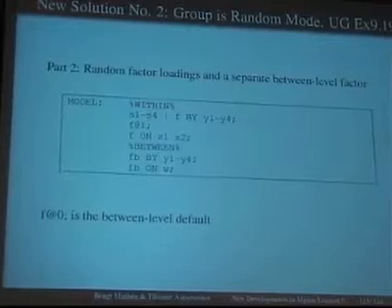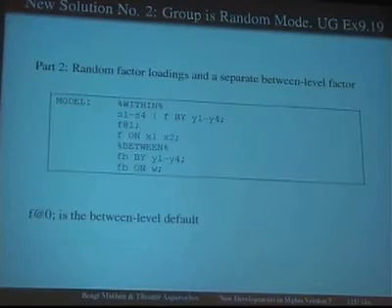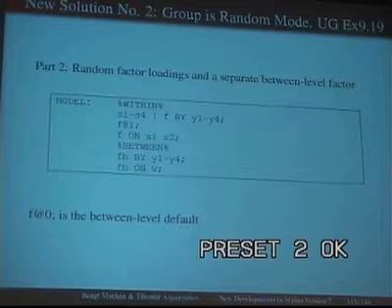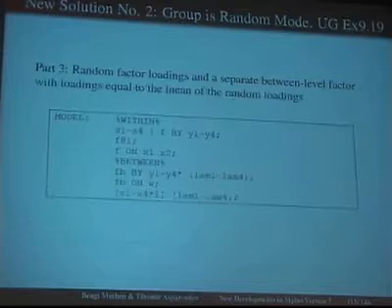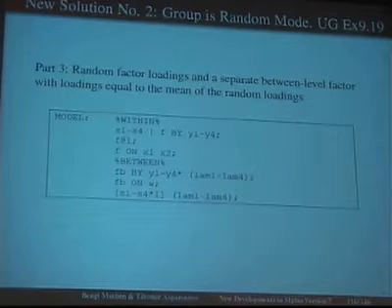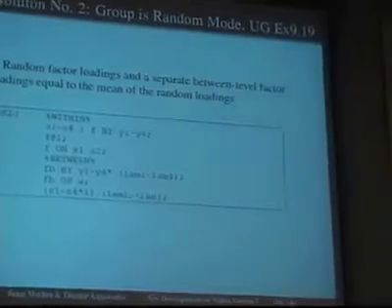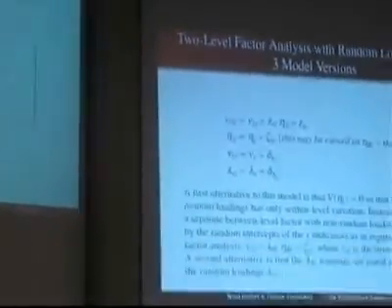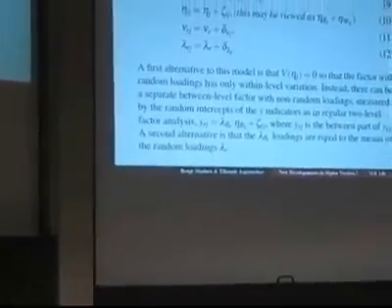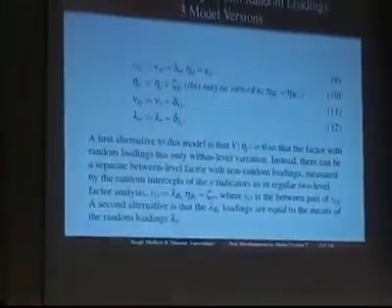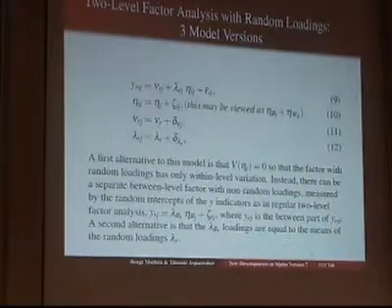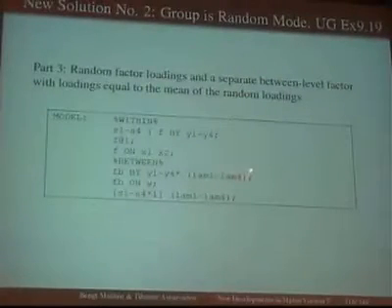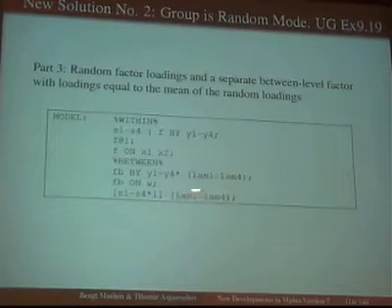And so here's a separate factor on between. And like we said, you could have more dimensions on within than on between, and certainly differences. Now, part 3 then, that's the second alternative in slide 113. The second alternative is that the lambda b loadings are equal to the means of random factor loadings. Here's how you do it. Random factor loadings, a separate factor on between, but the loadings have labels lam1 to lam4, which is equal to the means of the random loadings.